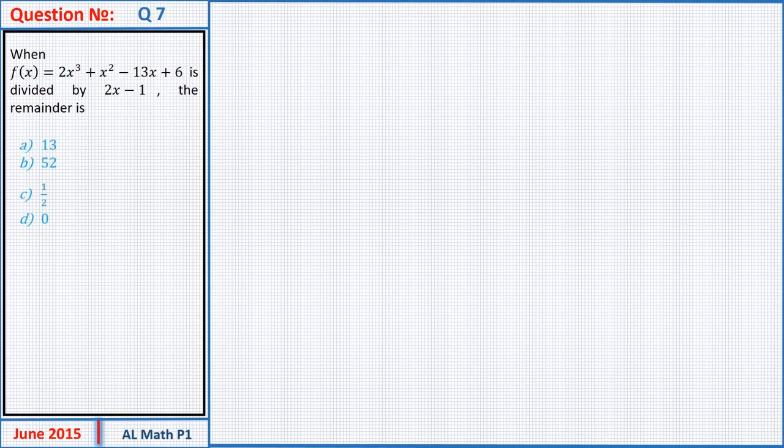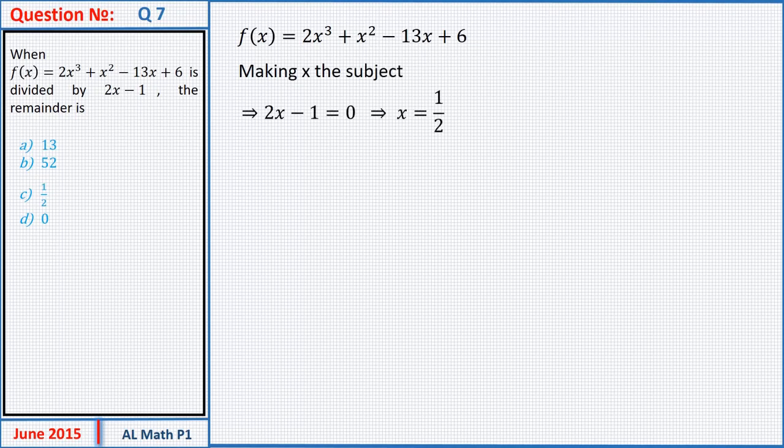Question 7 says, when f of x is equal to this, if divided by 2x minus 1, the remainder is, so they're asking us for the remainder. So we have our f of x to be this. We'll take the divisor, that's 2x minus 1, equate it to 0 and make x the subject. So we'll have x equal to a half.